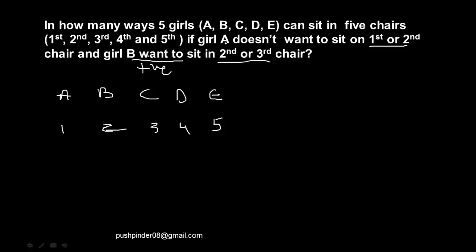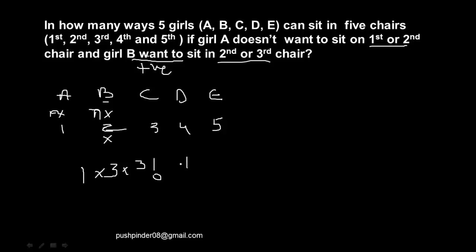How many ways are there to make B sit on the second chair? Only one way, right? So you make B sit on the second chair. Now let's suppose B has sat on the second chair. Now A does not want to sit on the first or second chair. A cannot sit here, so she has these 3 choices left. Now there are 3 girls left and 3 chairs left with no conditions, so 3 factorial.